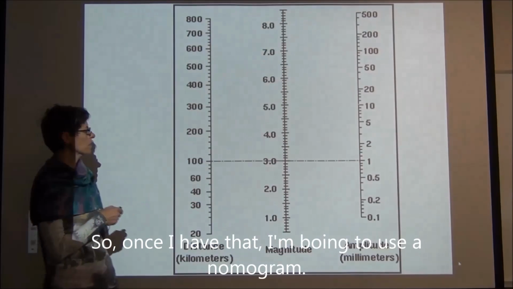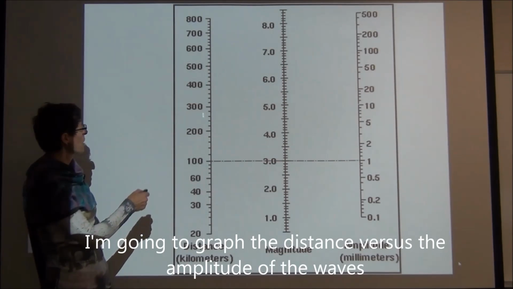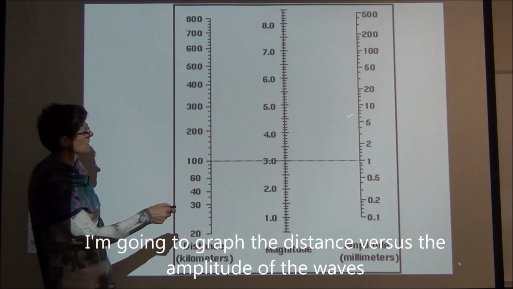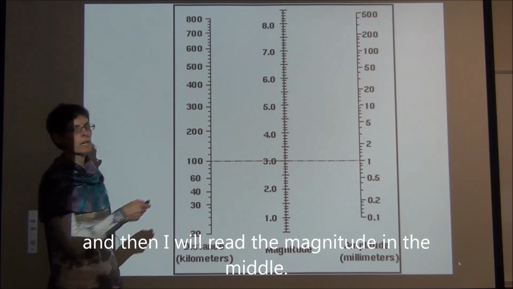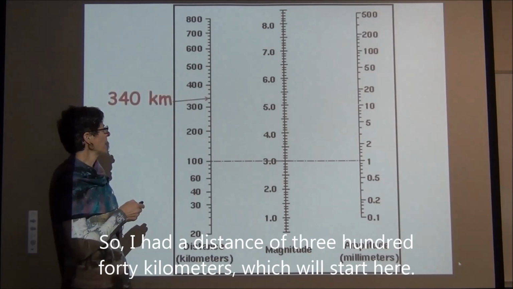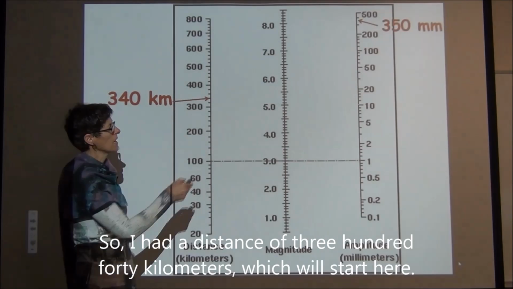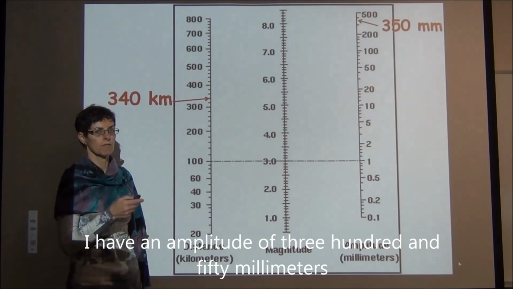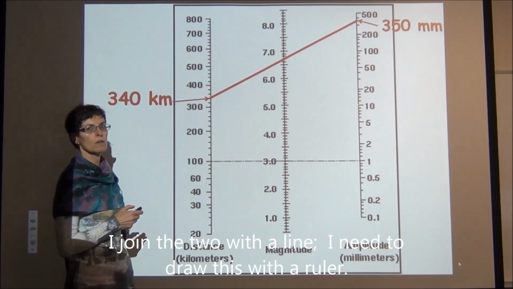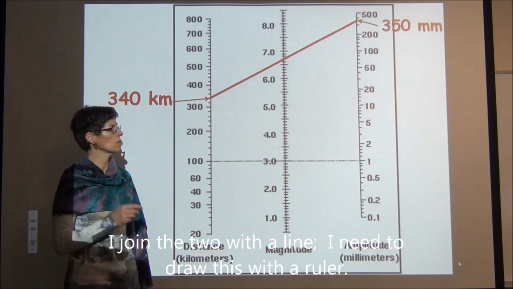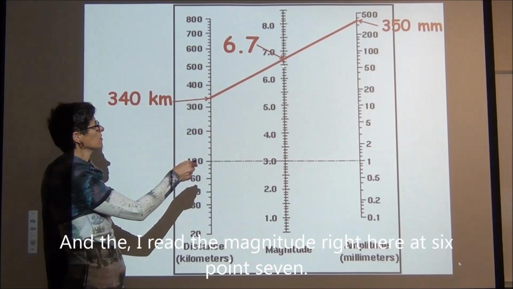So once I have that, I'm going to use a nomogram. I'm going to graph the distance versus the amplitude of the waves, and then I will read the magnitude in the middle. So I had a distance of 340 kilometers, which would start here. I have an amplitude of 350 millimeters, which would graph here. I join the two with a line. I need to draw this with a ruler, and then I read the magnitude right here at 6.7.